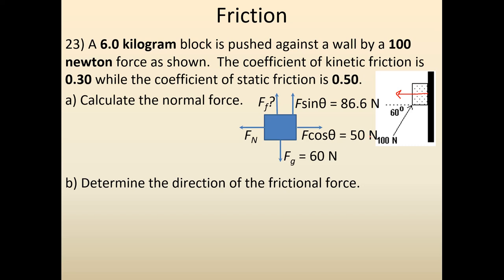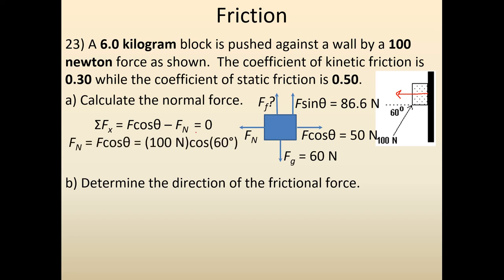So, normal force, normally it's always equal to whatever is opposite it. So I could do sum of the forces. Since normal now acts in the x direction, it's going to be sum of the forces in the x. So it's going to be F cosine theta minus Fn equals 0. So Fn is going to be equal to this horizontal component, which I already found was 50 newtons.